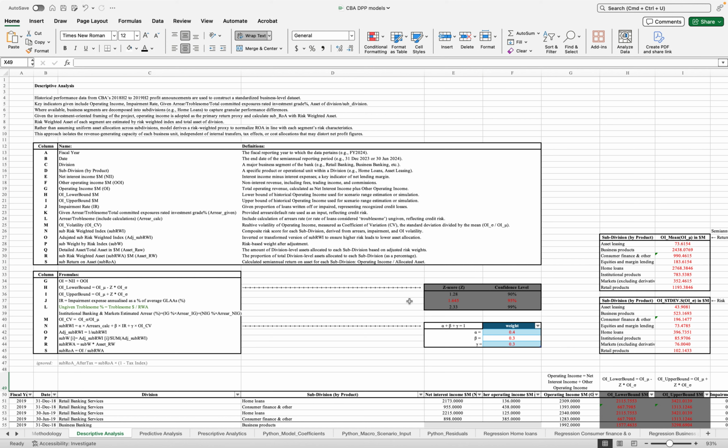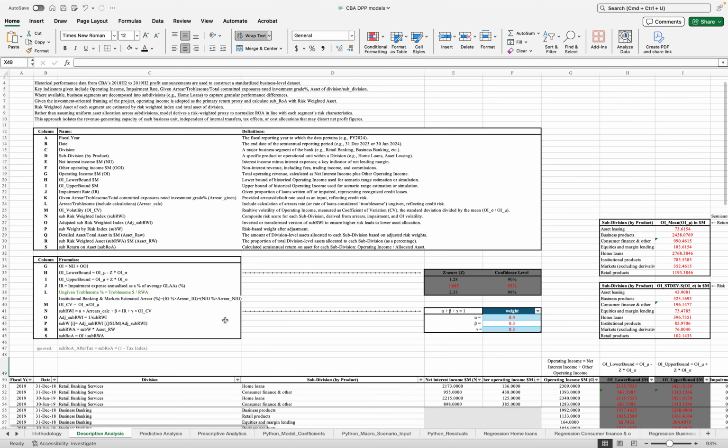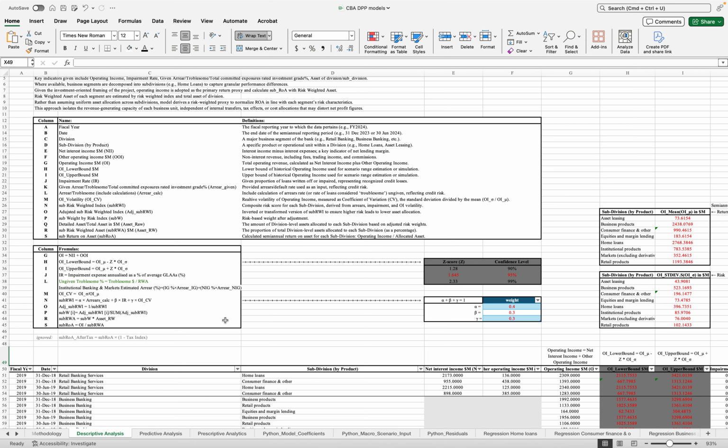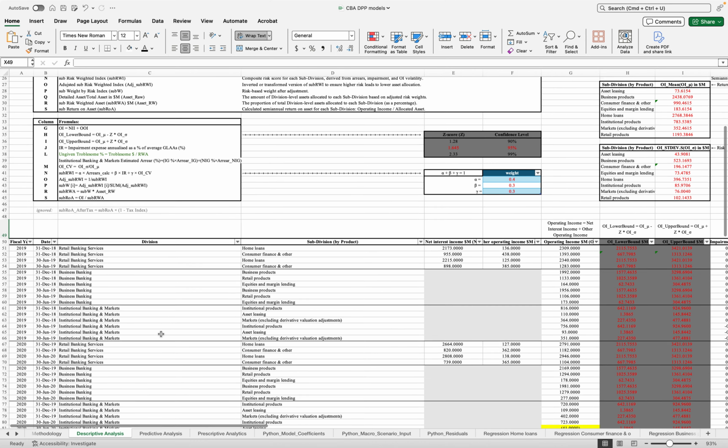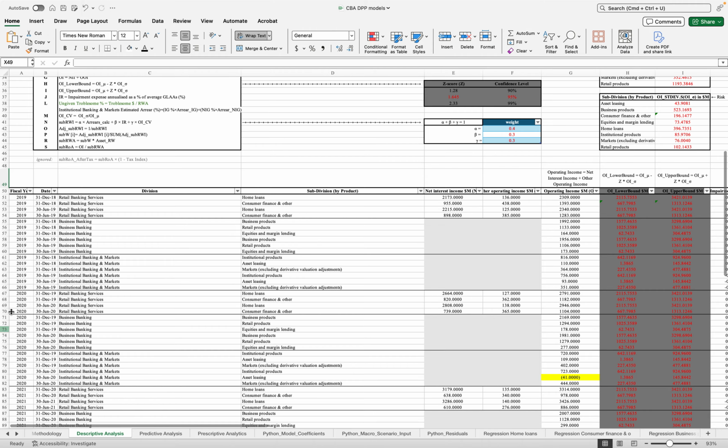Walk you through some calculations of the model. So looking to descriptive analysis, we started by cleaning data from CBA's profit announcement from fiscal year 2019 to 2025 first half.